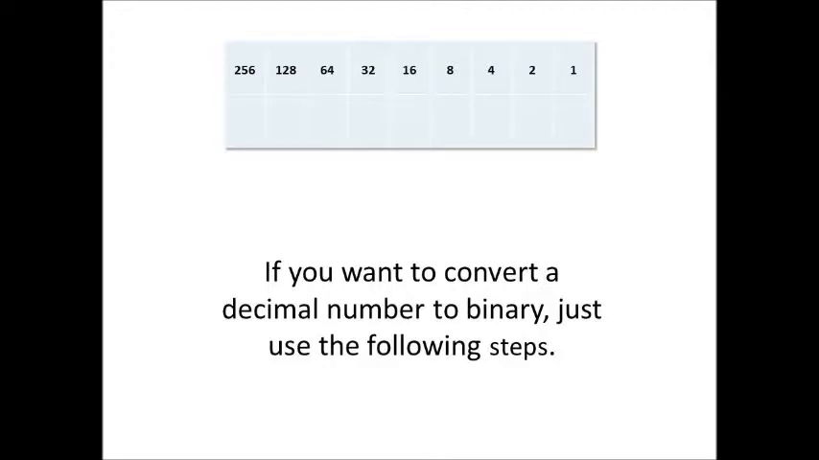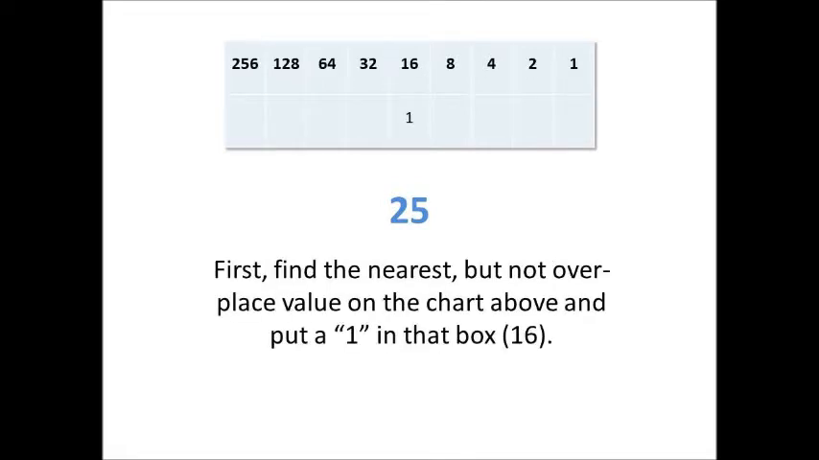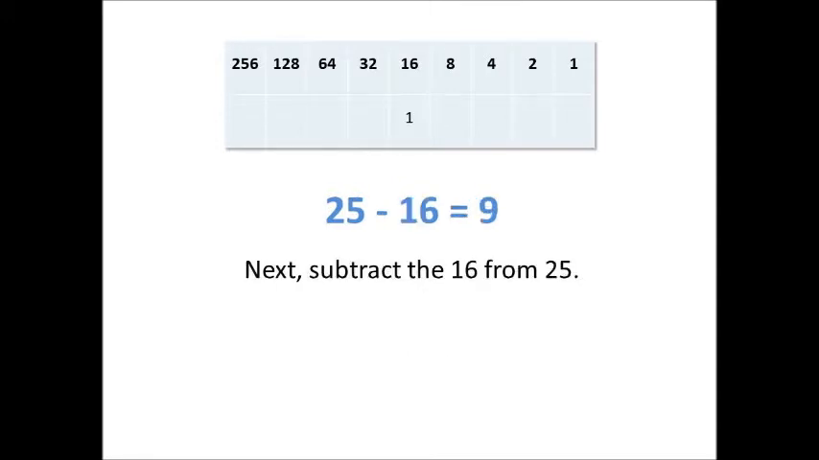If you want to convert a decimal number into binary, just use these following steps. Let's take the number 25 for example. First, find the nearest but not over place value on the chart above and put a 1 in that box, 16. Next, subtract the 16 from 25.